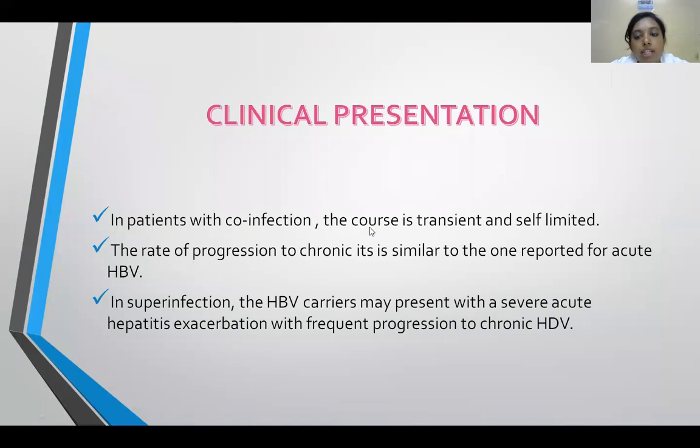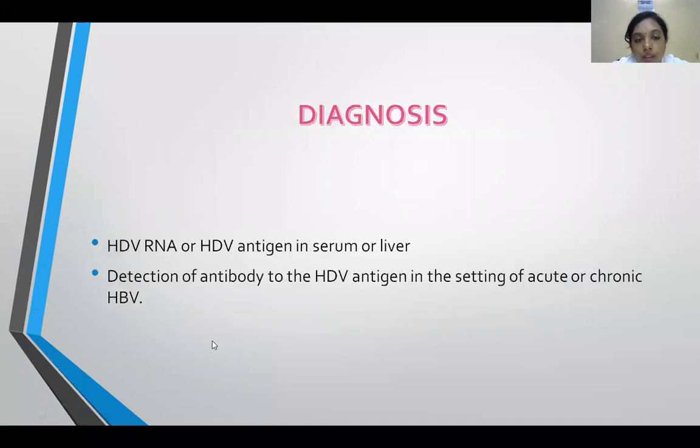What is the clinical presentation of HDV with chronic hepatitis B? In patients with co-infection, the course is transient and self-limited, whereas the rate of progression to chronic is similar to that reported for acute hepatitis B, as I discussed before. In superinfection, hepatitis B virus carriers may present with a severe acute hepatitis exacerbation with frequent progression to chronic HDV. So how do you diagnose? HDV RNA or HDV antigen in serum or liver.